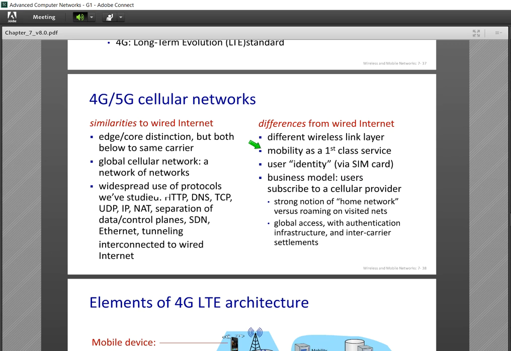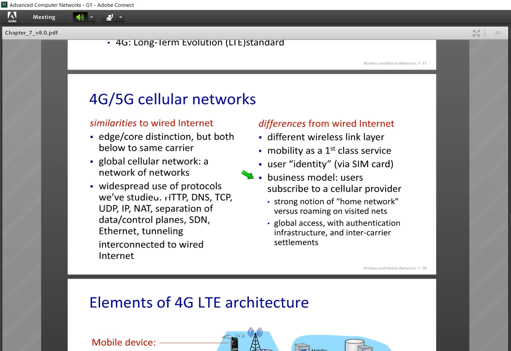That SIM card makes clear who I am. Okay. So my identity is my SIM card. I can be known in the network using that SIM card.